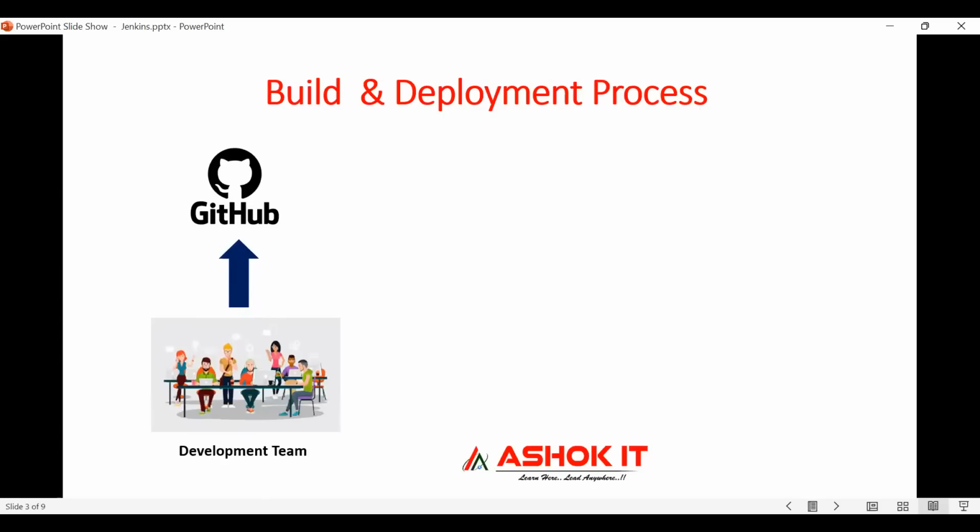So why we need this GitHub? GitHub is a version control software. By using GitHub, we can integrate the source code of our project. In a project, multiple developers will be available. All the developers' code we are going to keep in a GitHub repository, or we can keep in a Bitbucket repository. There are several repository softwares available in the market. GitHub and Bitbucket are trending softwares in the market nowadays.